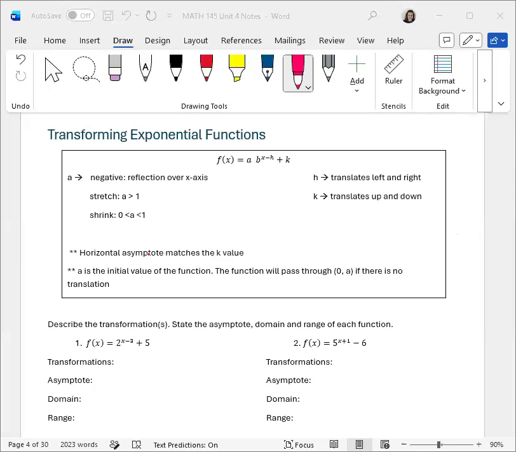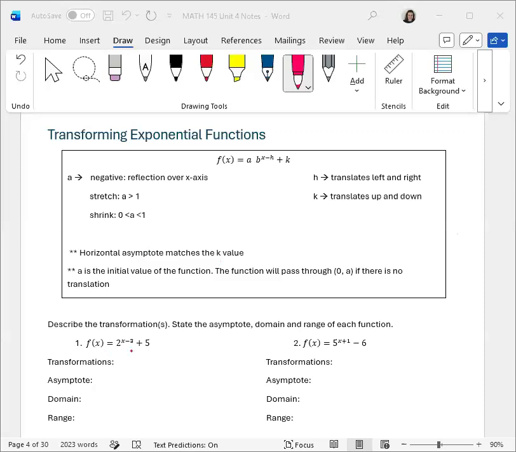Another point, other than remembering that a is the initial value of the function with no transformations, a horizontal asymptote also exists with exponential functions, so any shift up or down will change the horizontal asymptote from y equals 0 to whatever the k value is. Okay, so let's take a look at some examples.